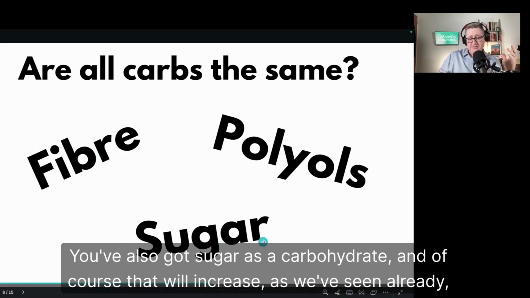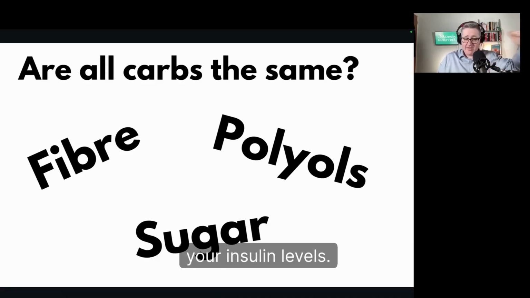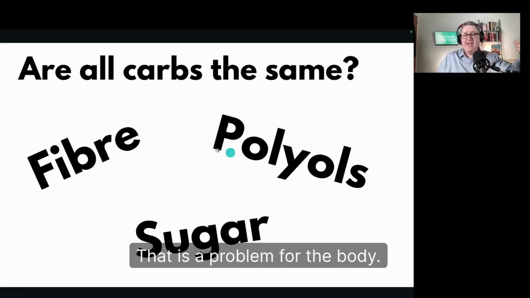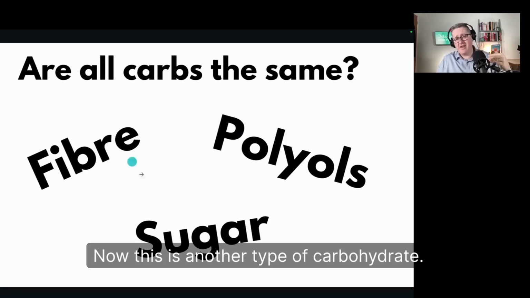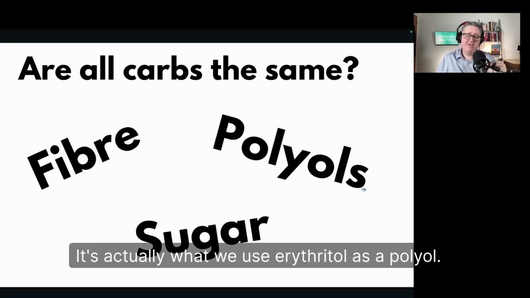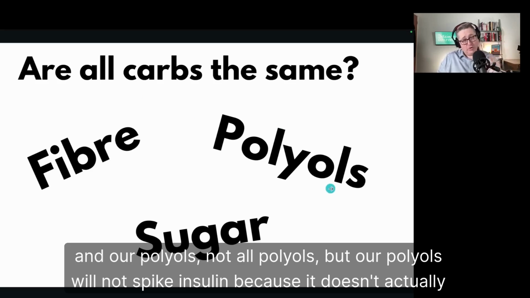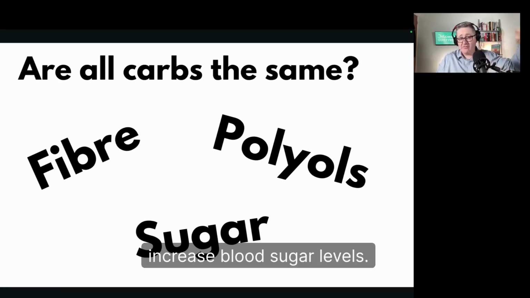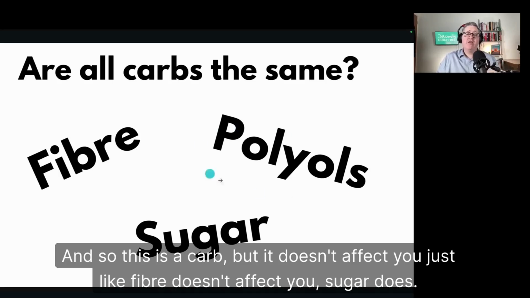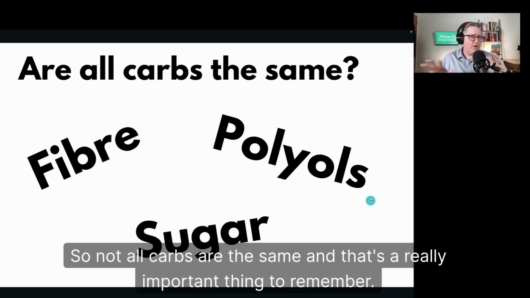You've also got sugar as a carbohydrate, and of course that will increase, as we've seen already, your insulin levels. That is a problem for the body. And polyols. Now, this is another type of carbohydrate. It's what we use erythritol as, a polyol, and our polyols, not all polyols, but our polyols, will not spike insulin because they don't actually increase blood sugar levels. So this is a carb, but it doesn't affect you, just like fibre doesn't affect you. Sugar does. So not all carbs are the same, and that's a really important thing to remember.